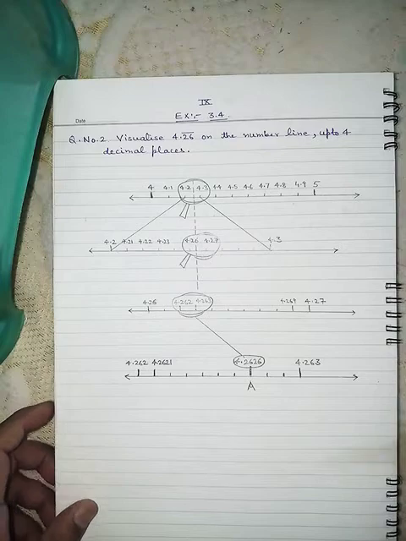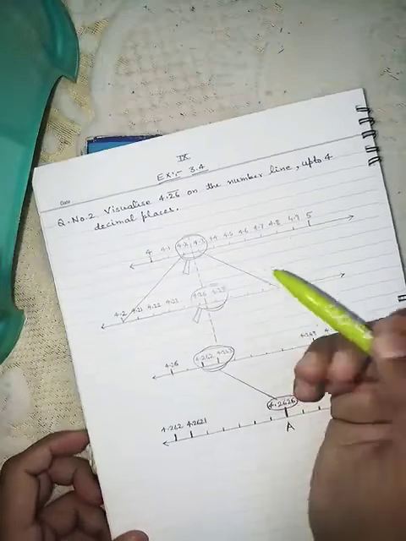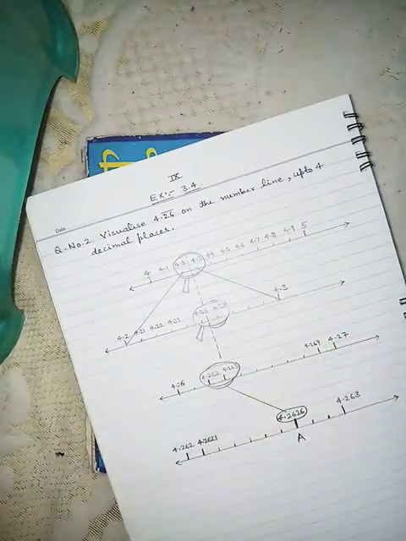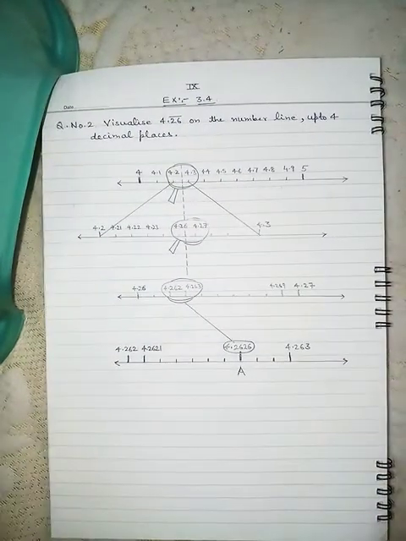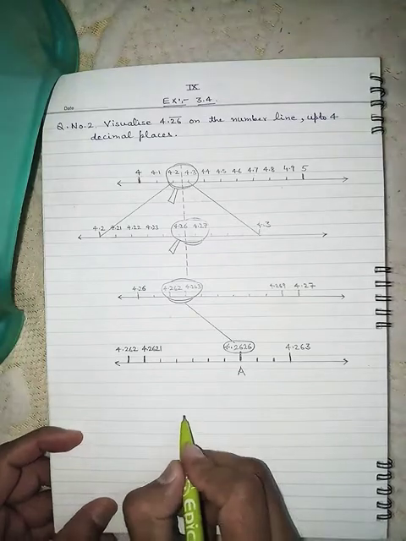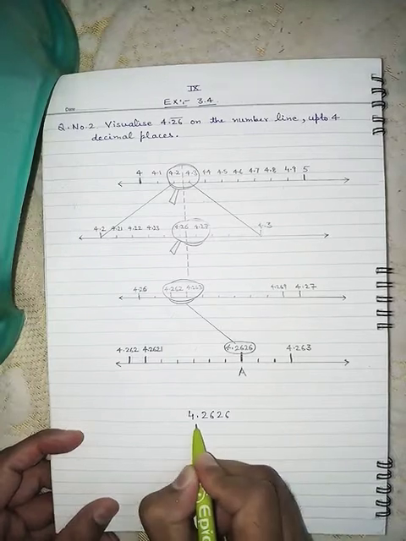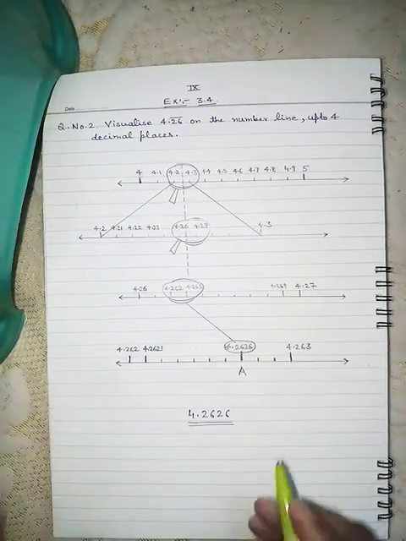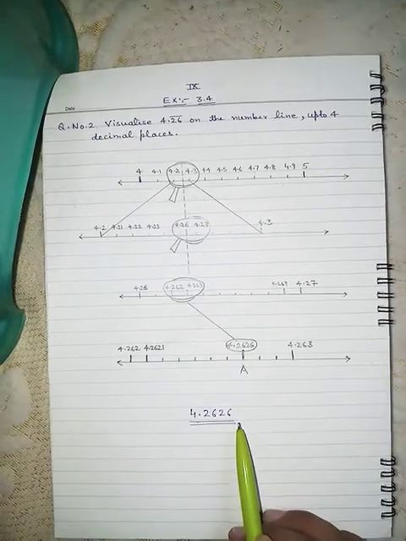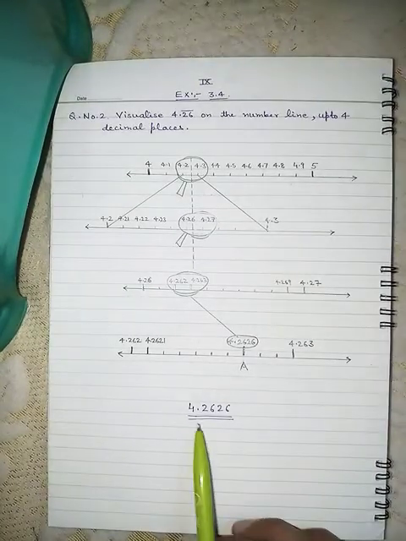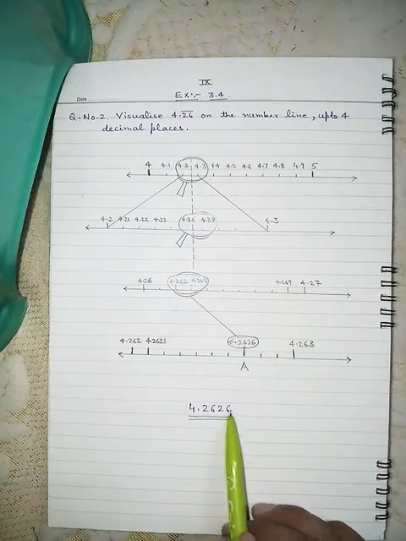It means after the decimal point, 4 decimal places. What will we do? 4 decimal places means we need to visualize 4.2626. This is the real number which we have to visualize, up to 4 places after the point.